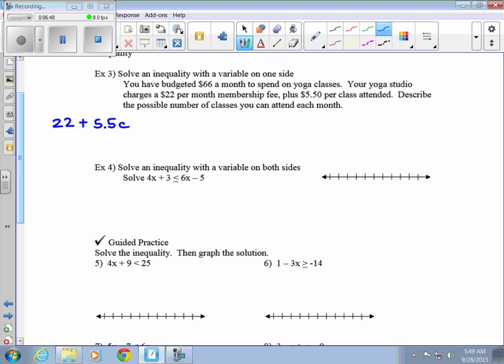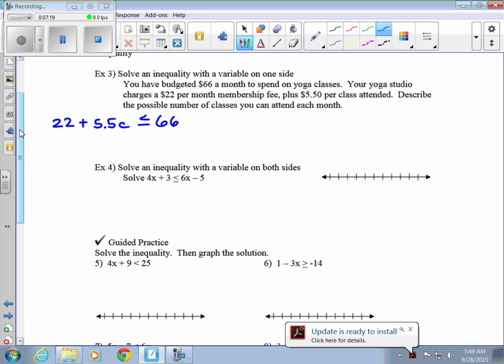Can you spend more than that? No. Can you spend less than that? Yeah, just because you've budgeted doesn't mean you have to spend it all. So there is where we get our inequality. It has to be either less than or equal to the $66. Okay, and as we go through here now, we're going to solve this inequality exactly like it was an equation. There'll be one exception we'll talk about later, but essentially it's the same thing.